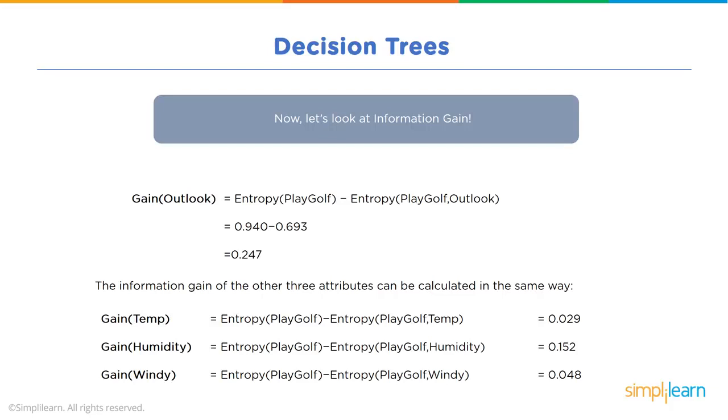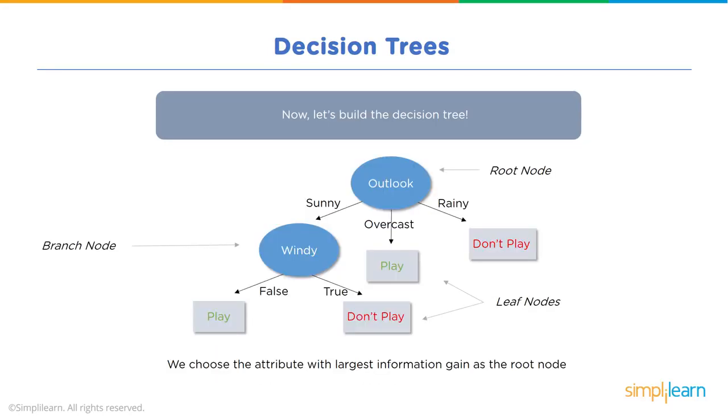Remember, we define entropy and we define information gain. The higher the information gain, the lower the entropy, the better. The information gain of the other 3 attributes can be calculated in the same way. So we have our gain for temperature equals 0.029. We have our gain for humidity equals 0.152, and our gain for a windy day equals 0.048. And if you do a quick comparison, you'll see the 0.247 is the greatest gain of information, so that's the split we want. Now let's build the decision tree.